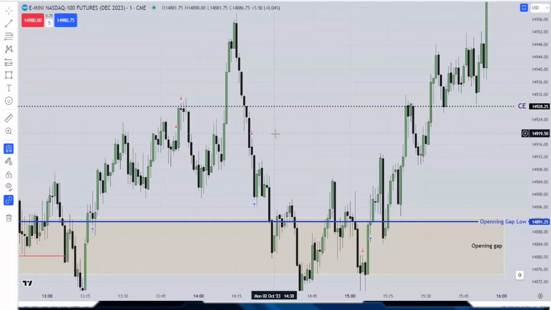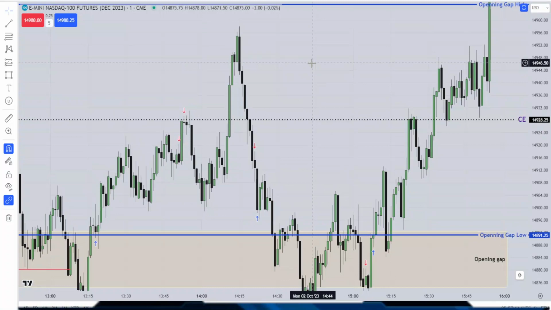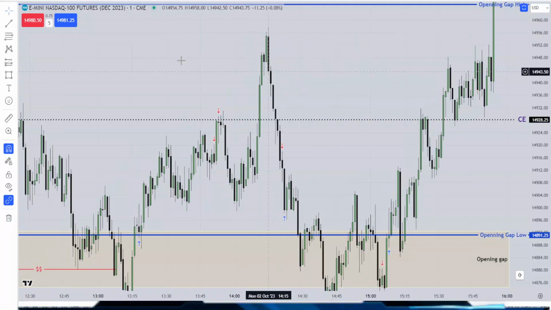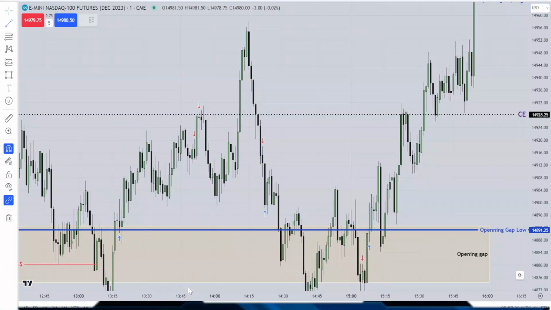Like in the PM session, silver bullet is 2 p.m. to 3 p.m. That is the heart of the PM session. And in the morning session, 10 to 11 is the heart of the morning session. Heart, you understand what I mean by heart. That is the center of that session. So when I saw the market went higher, it cleared all the buy side liquidity and started to go lower, and I saw this very nice I5 lookup.